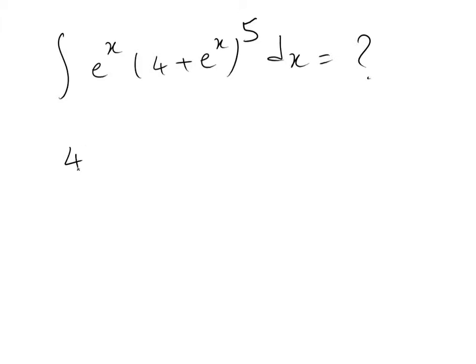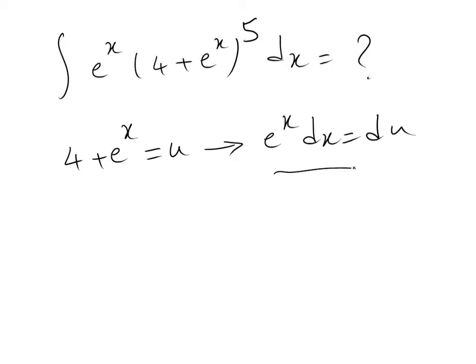If you define 4 plus e^x as u, then you have to calculate the derivative of each side of this equation, which will be equal to: the derivative of 4 is equal to 0, the derivative of e^x is e^x dx, which will be equal to du.